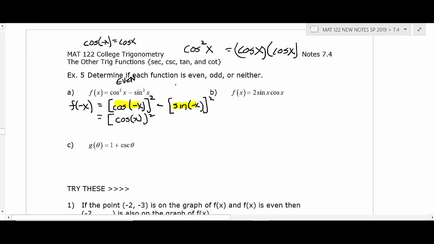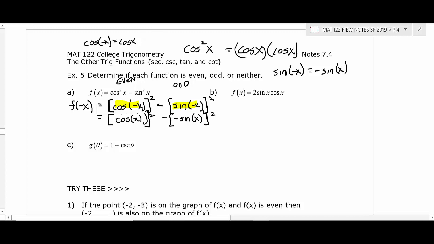The sine is an odd function, so this would go like this. Since the sine is odd, you would get negative sine of x. Again, that identity says sine of negative x equals negative sine of x. I'm just applying that identity, but if you know that it's an even and odd function, you can create that identity. So what you end up getting is this.